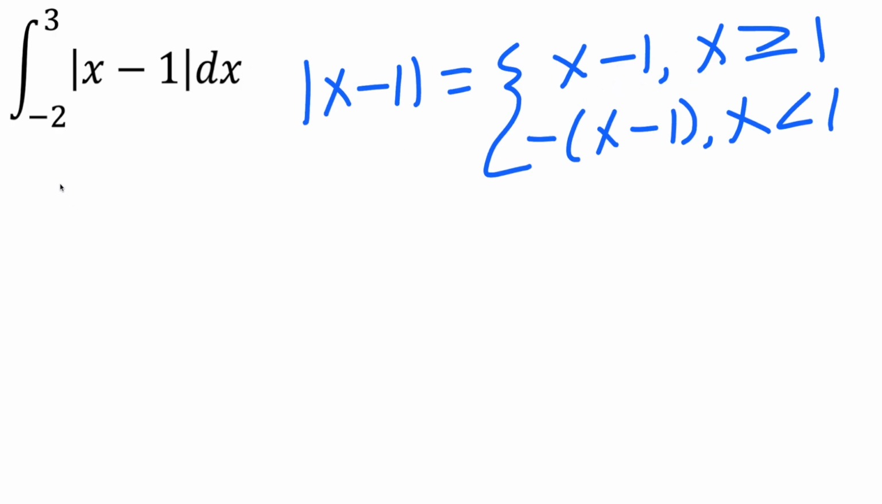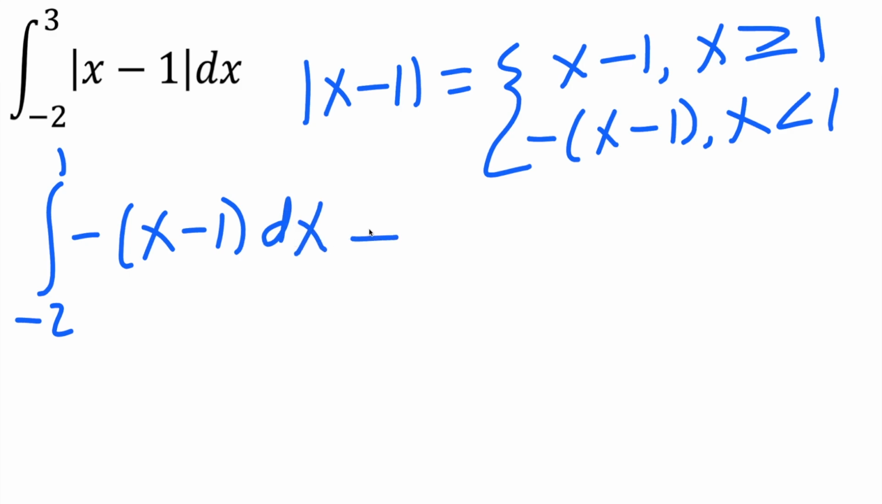So what we're going to do now is redefine our integral. We're going to say from negative 2 to positive 1, and from this criteria, we're going to use this part of our function, negative parentheses x minus 1, close parentheses dx, plus. Now we have to approach it from 1 all the way to 3. So from 1 to 3, we're going to use this function, parentheses x minus 1 dx.